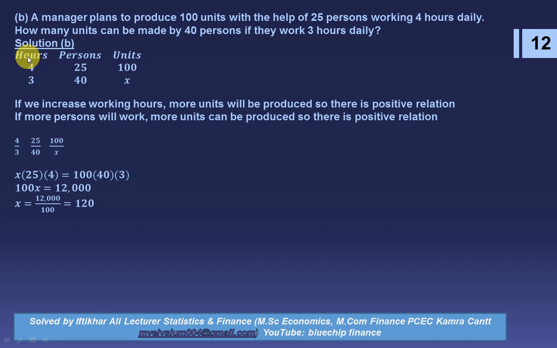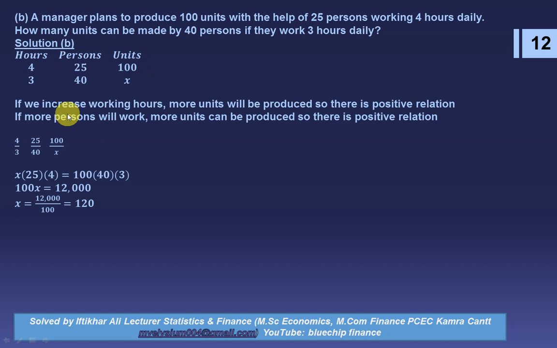First of all we look at hours with units. If we increase working hours, more units will be produced. अगर वर्किंग आवर्स को इंक्रीज किया जाए तो यूनिट्स भी इंक्रीज होंगे, तो पॉजिटिव रिलेशन है, तो ऑर्डर चेंज करने की जरूरत नहीं है। 4/3.